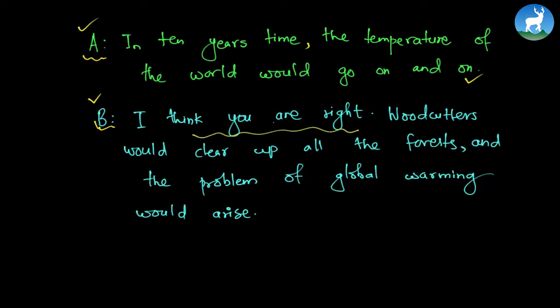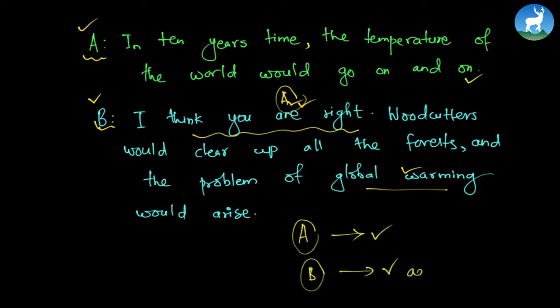So what is B doing? B is clearly agreeing with A. He's not disagreeing. He is clearly agreeing with Mr. A. And B says, woodcutters would clear up all the forest and the problem of global warming would arise. So this is something like, A says something and B also agrees with it.